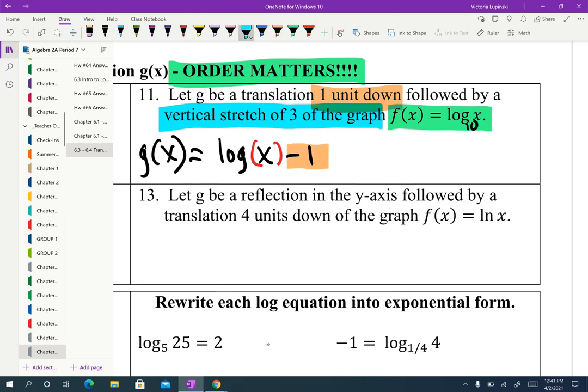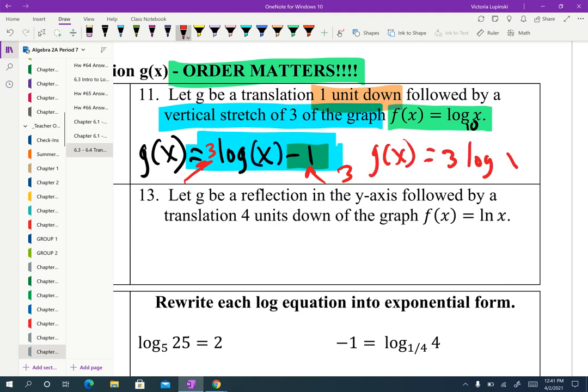When I do the blue, I have to stretch both pieces. As I go to stretch both pieces, I have to stretch the 3 in the front, and I also have to stretch this by 3. So in order to do that, I'm going to wind up with 3 log of x, again, parentheses or not, and then actually -3. I have to have -3 compared to -1 because you had to stretch both of them. So again, order matters. Please make sure you do these in the order that they are given to you.